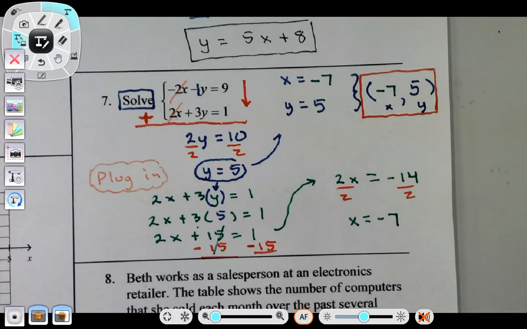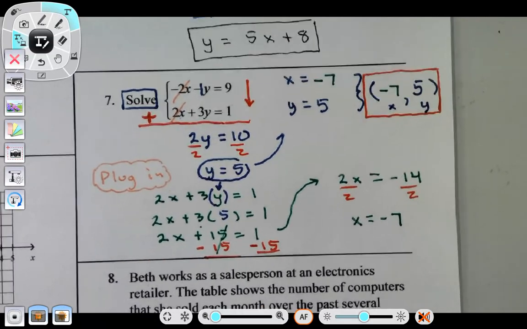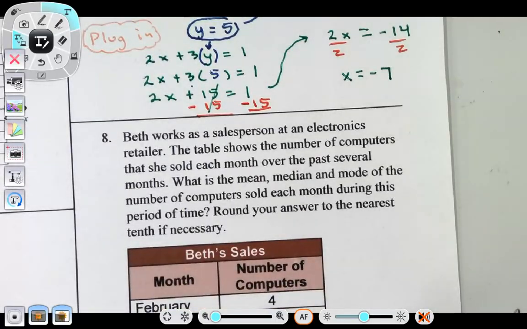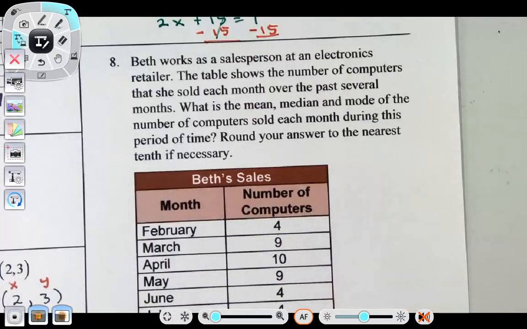Now, the last problem is related to the newer stuff we've done, right? Mean, median, mode, everything else. So we're going to do a couple things on this one. I'm going to have to move it up, everybody. Now, Beth works as a salesperson at an electronics retailer. The table shows the number of computers that she sold each month over the past several months. What is the mean, the median, the mode of the number of computers sold each month during the period of time? Round your answer to the nearest tenth.